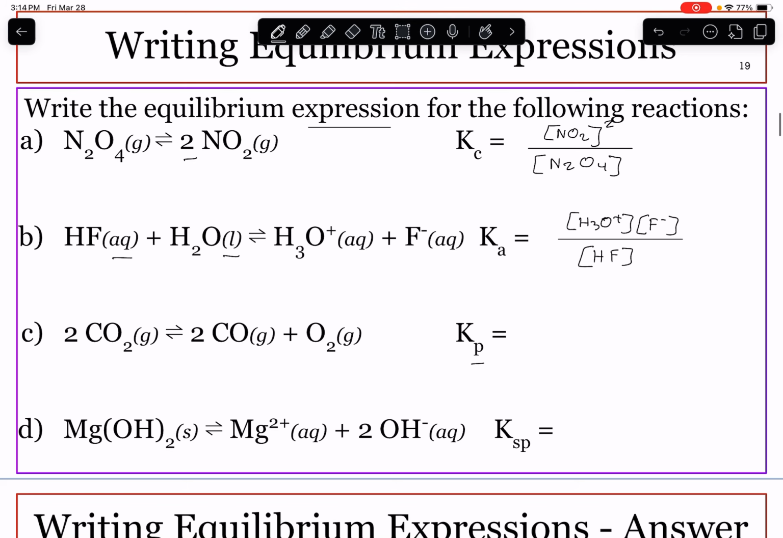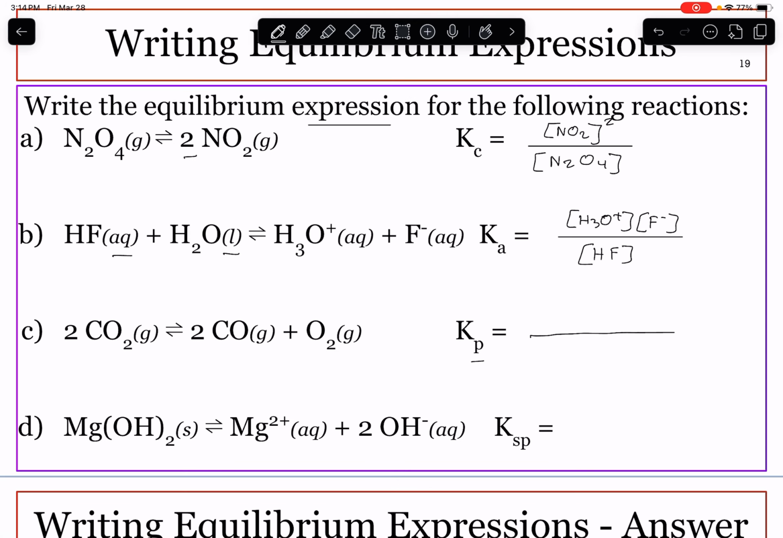This next one is a KP, and the P stands for partial pressure, and we need to use ATM as our units for the values. So we can't use the square brackets, since square brackets specifically means molarity. Instead, we write this still as products over reactants, but we're going to use normal curved parentheses.